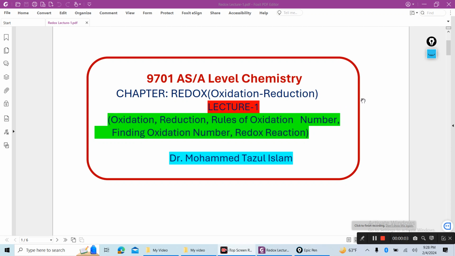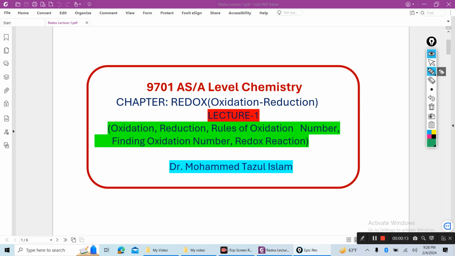Hello students, today I will discuss Cambridge A-level chemistry topic redox, oxidation and reduction. This is my first lecture on redox. Now I will discuss oxidation, reduction and rules of oxidation number, how you can calculate oxidation number, and also what is redox reaction.